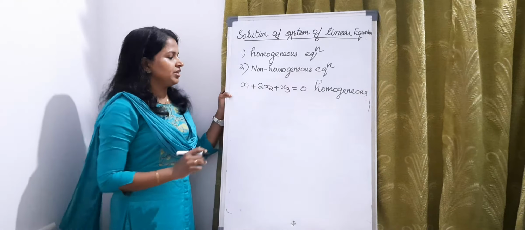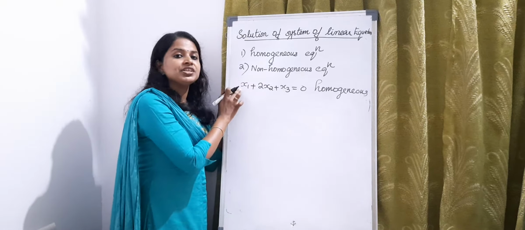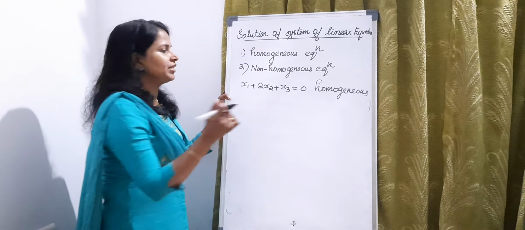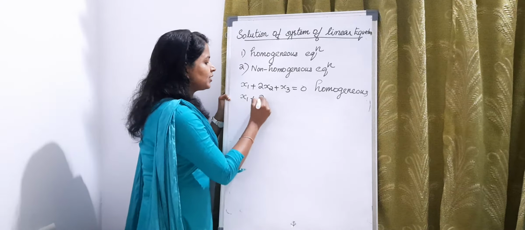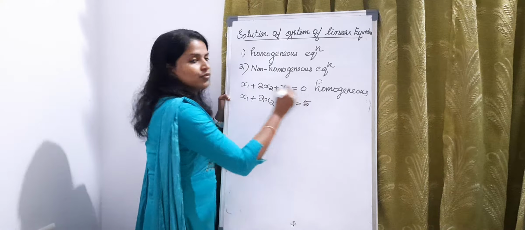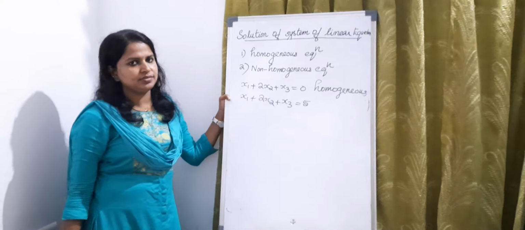Then what is a non-homogeneous equation? An equation with RHS not equal to 0 is called a non-homogeneous equation. That is, the same example, x1 + 2x2 + x3 = 5. It's an example of a non-homogeneous equation.